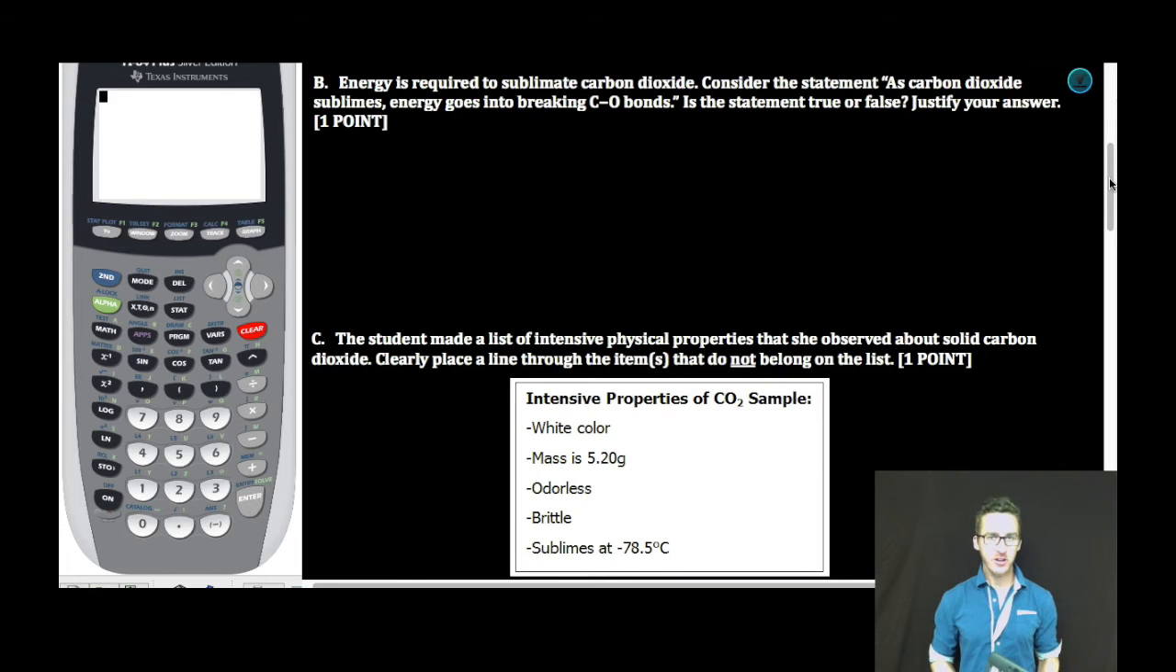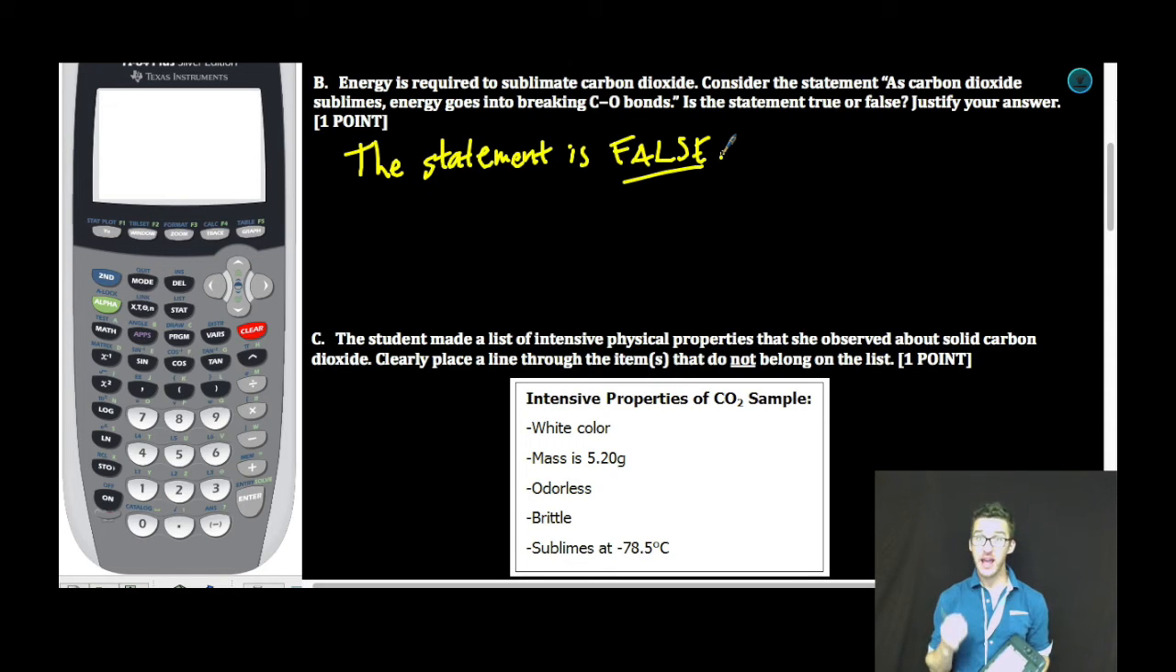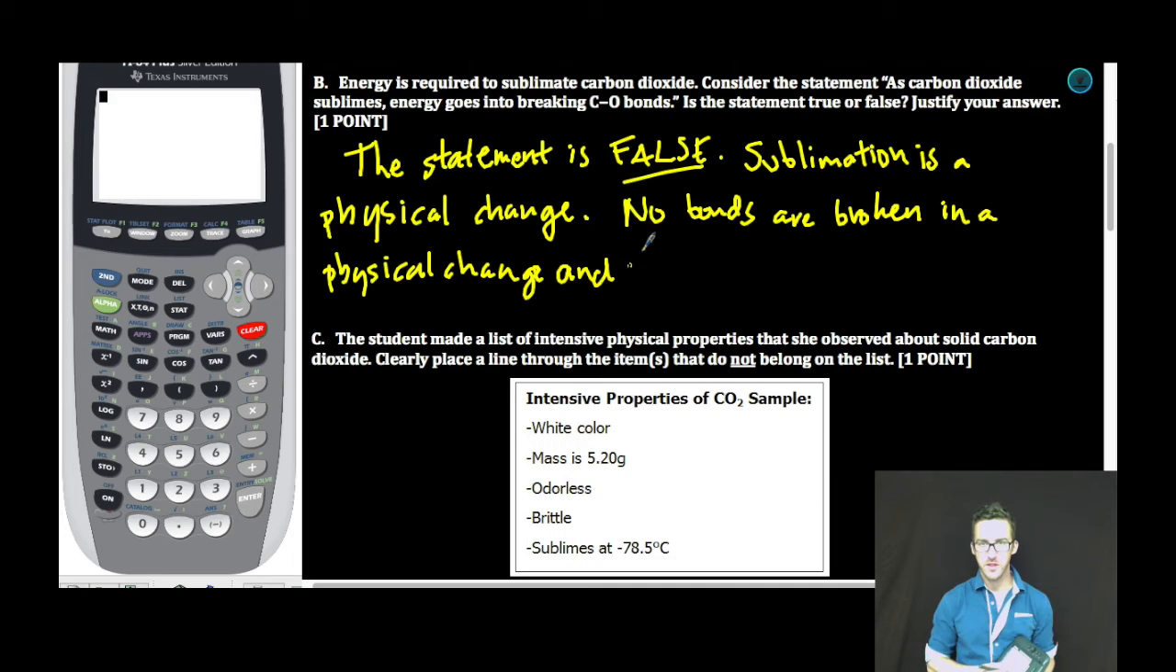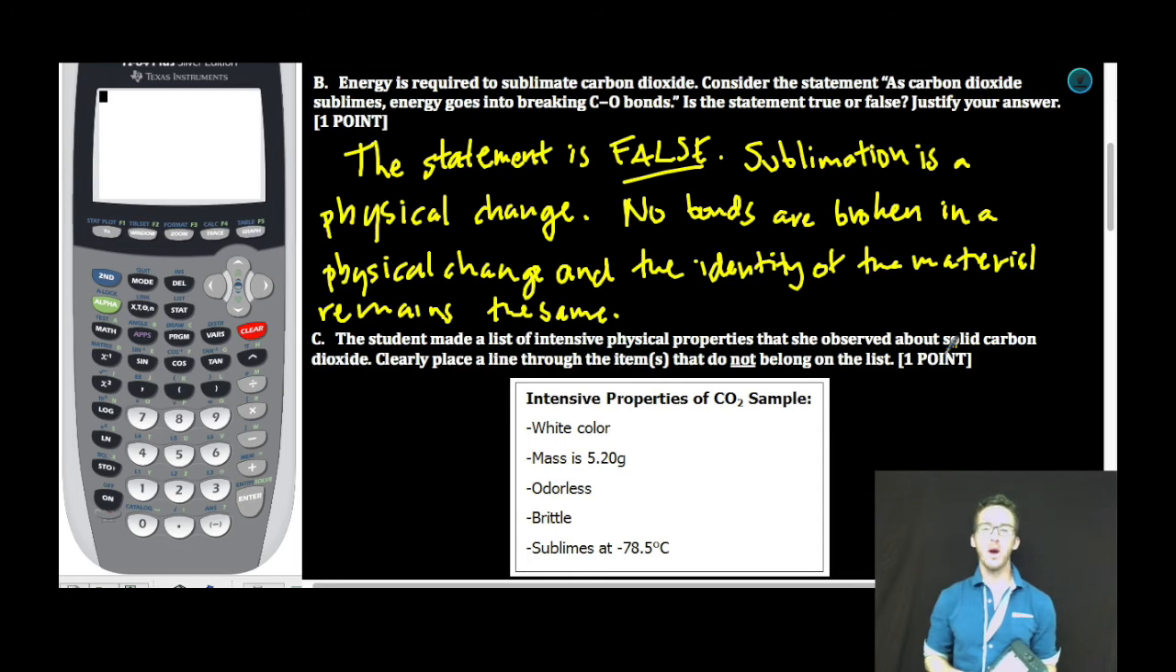Done. Part B. Energy is required to sublimate carbon dioxide. Consider the statement, as carbon dioxide sublimes, energy goes into breaking carbon-oxygen bonds. Is the statement true or false? Justify your answer. The statement is false. Okay, there we have answered the question, but now we need to justify if we want to get that point. Sublimation is a physical change. No bonds are broken in a physical change, and the identity of the material remains the same. Boom. 1 point. Don't forget, it's about the answer and your justification.